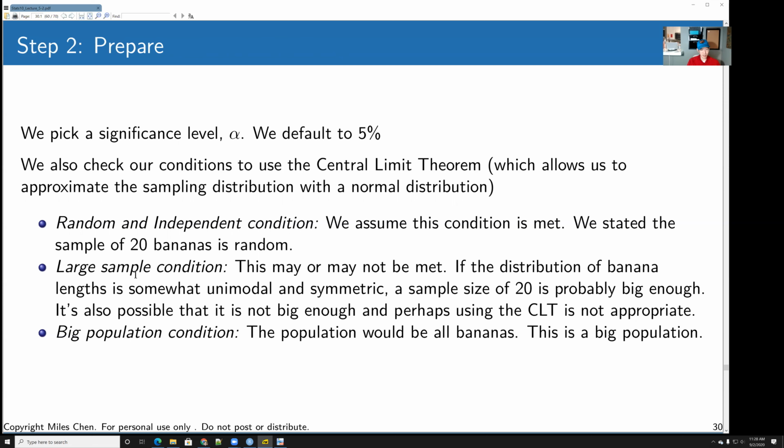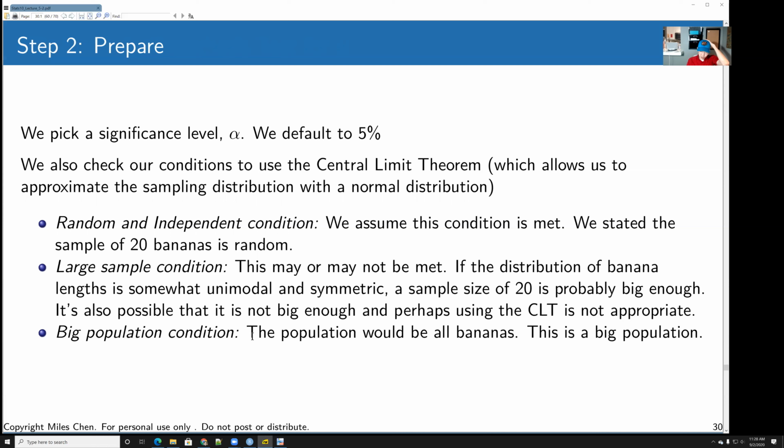So anyway, large sample condition. We took a sample of size 20, okay? If the distribution of banana lengths in the population is unimodal and symmetric, a sample size of 20 is probably big enough. But if it's really skewed, it's possible that it's still not big enough. The rule of thumb is 25, and our sample is a little bit shy of that. So this condition may or may not be met, and you might want to note that, okay? But we'll assume that it's met, and we're going to just keep going from there.